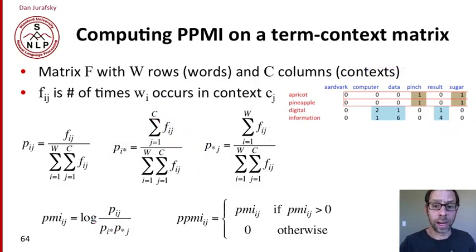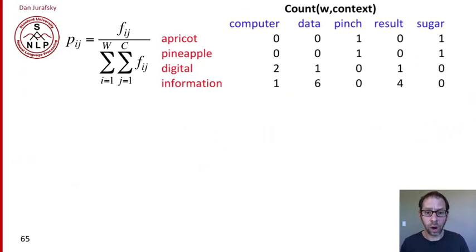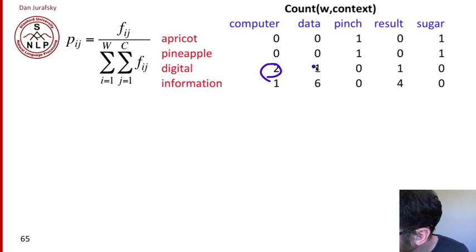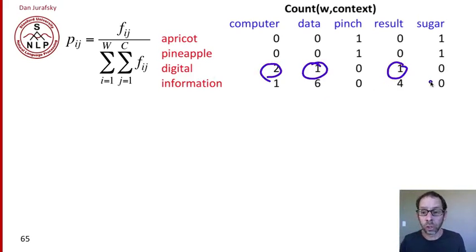So let's see how that works in practice. I made a simpler little matrix of counts here for working through our example. So the word digital occurs in the context computer twice, in the context data once, in the context result once, and never for pinch or sugar, okay, as we saw before.